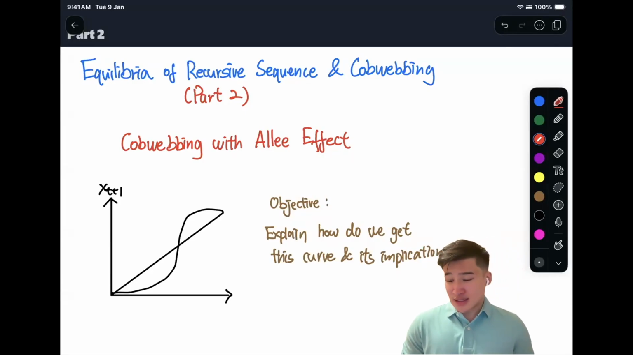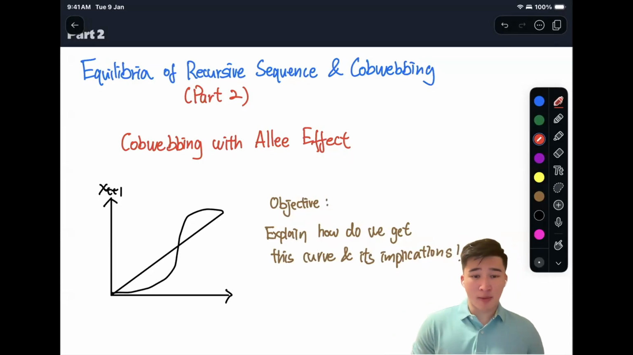and cobwebbing. So today we're actually going to take a look at cobwebbing with Allee effects. Absolutely, you're in the right spot.